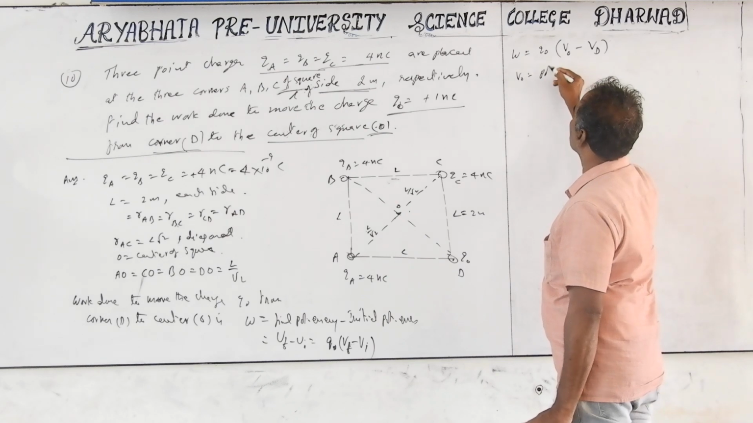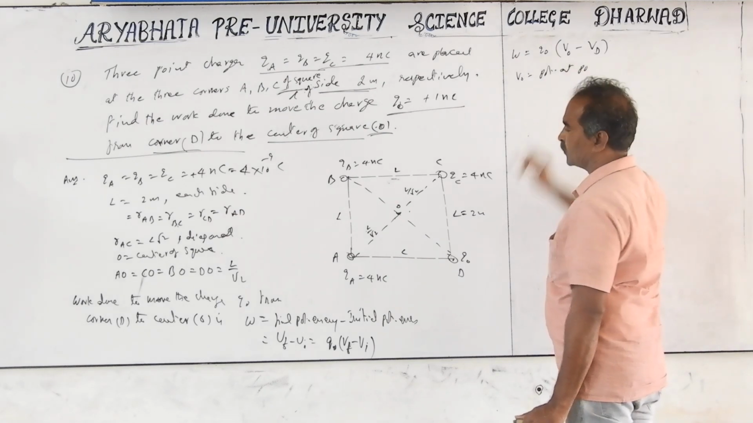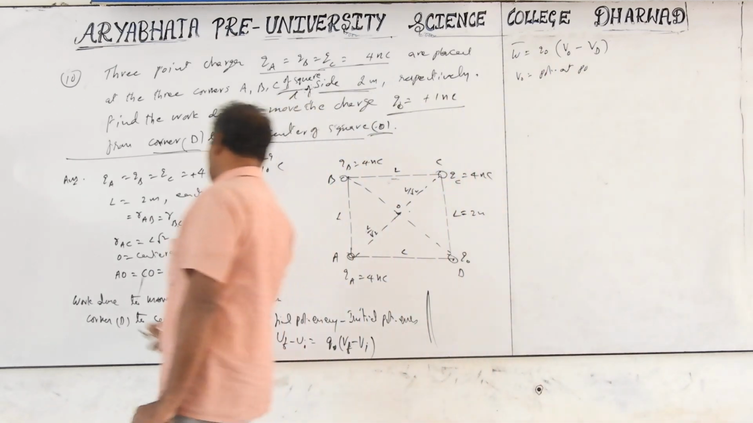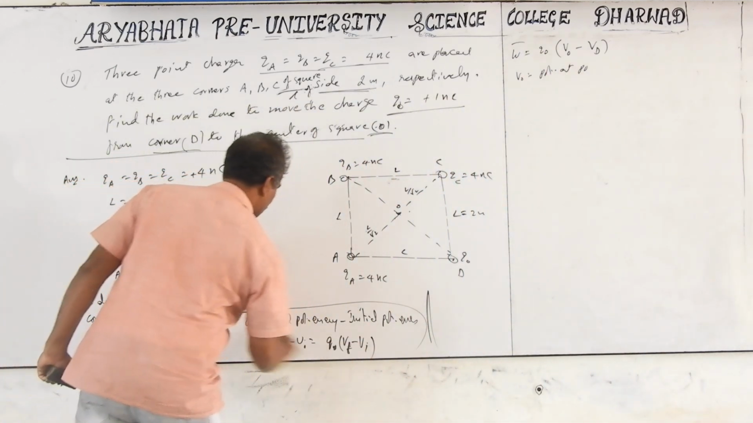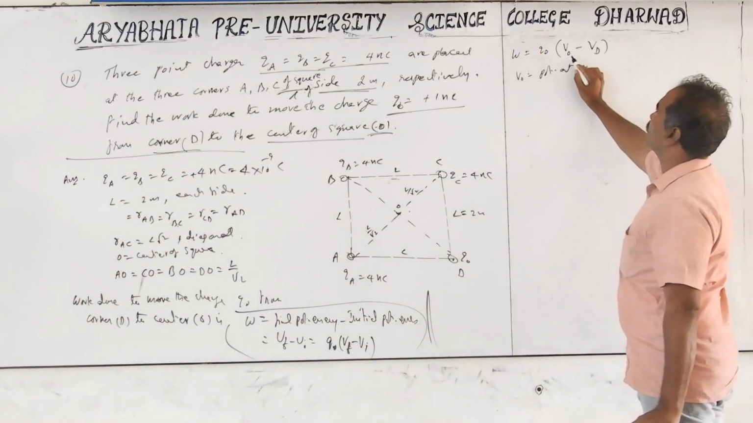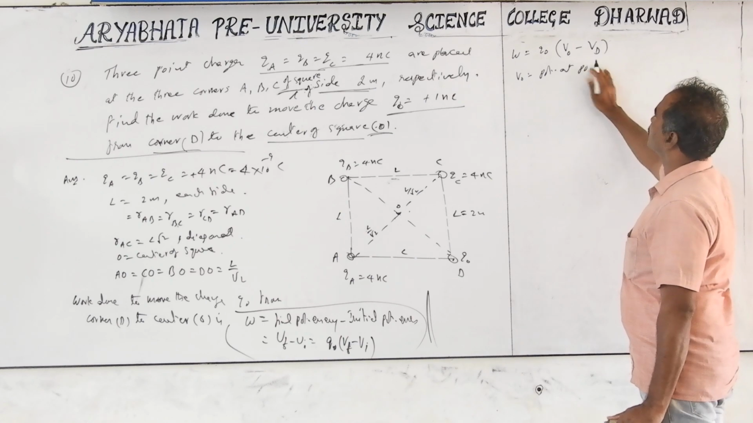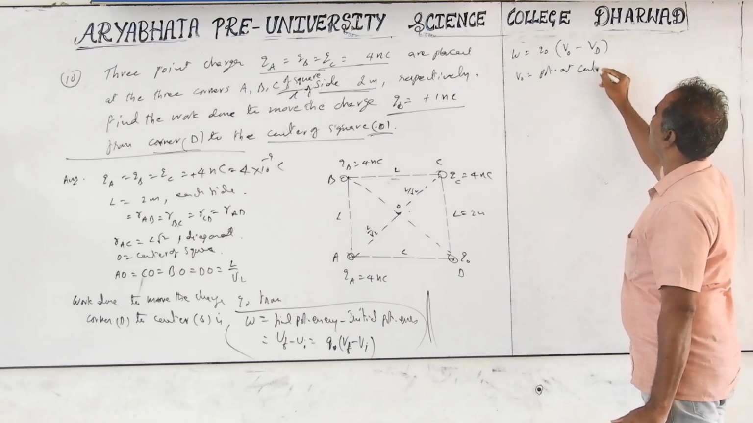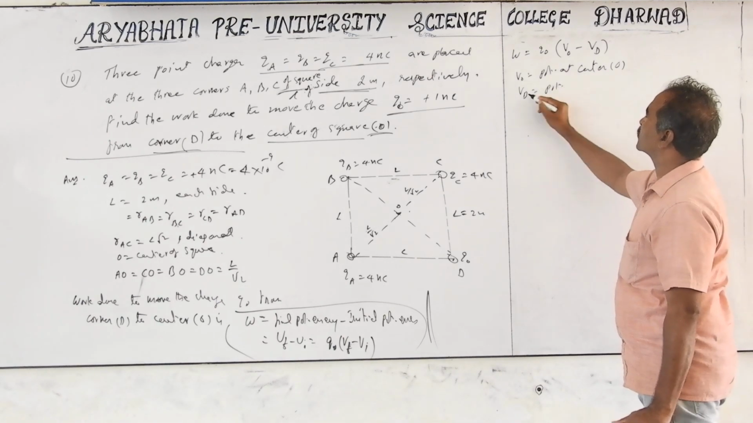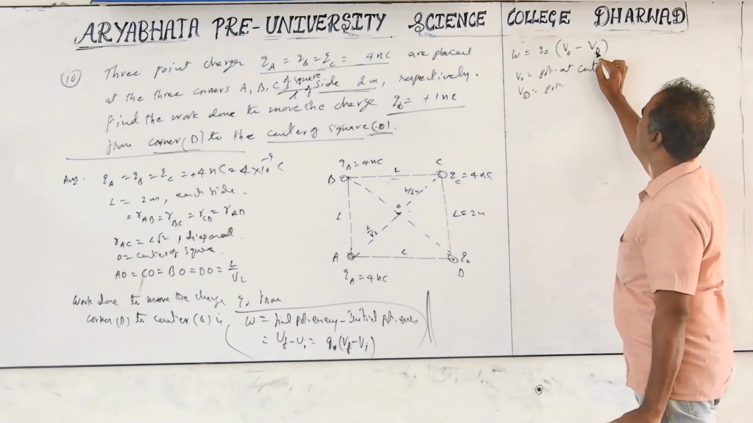Then you don't have to take these steps. Directly you go from here. I am giving this for understanding purposes. This part is not required. Simply you can directly take the work W equal to Q0 into VO minus VD, where VO is the potential at the center O and VD is the potential at D, carefully.